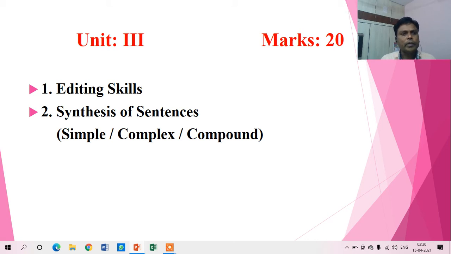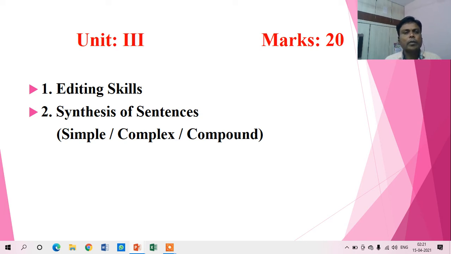When we write any sort of draft, any sort of article, any sort of writing, before finalizing that writing, we should edit it. And how to edit it? First of all, you should try to correct the spelling if you commit some spelling mistakes. Then capital words and especially punctuation marks. Punctuation marks are very important in editing any sort of thing.